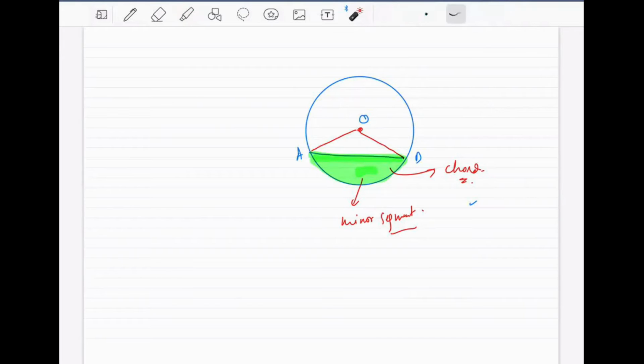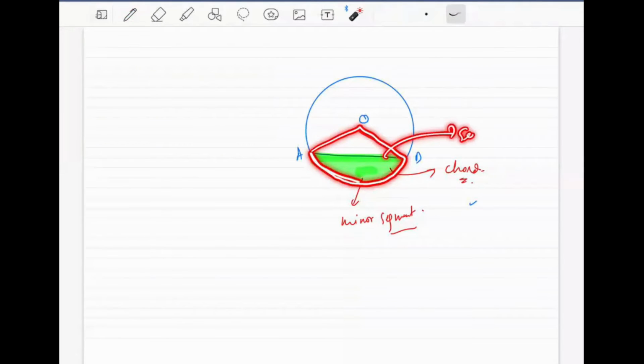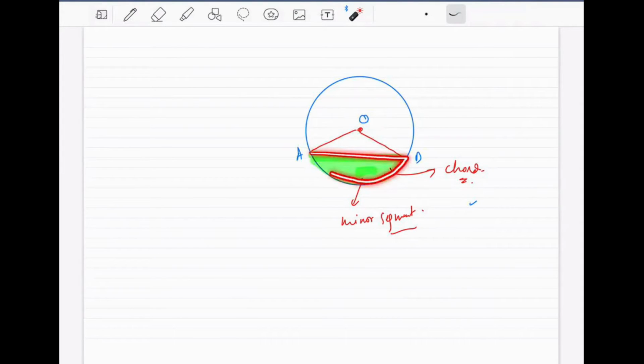So this part is the segment. If I want to calculate the area of the minor segment, what are we going to do? What we are going to do is simple. We know the area of this portion. This whole thing is a sector, right? If we know this angle theta, then the area of the sector will be pi r square theta by 360. But we don't want the whole thing, because we want only this green shaded portion right here.